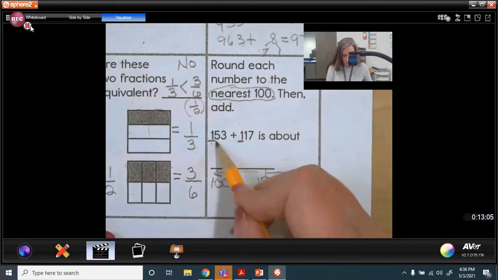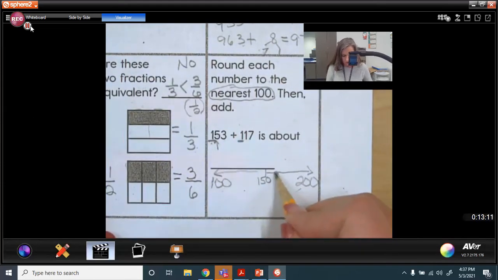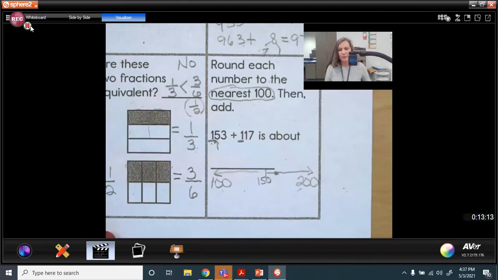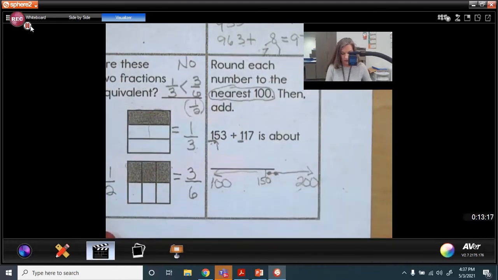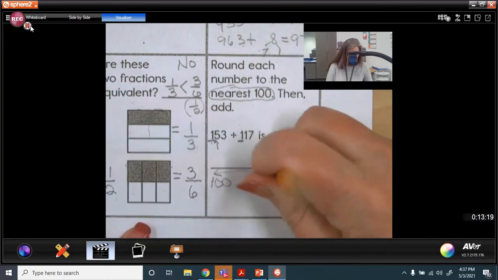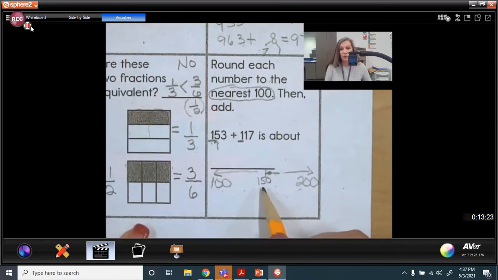So let's look at our tens place. We have 53. So 153 would be right about there. Actually, it might be really much closer than that. Maybe right there, right? It's going to be really close to 150. But since it's past 150, we know that we are going to round up to the next 100, which is 200.